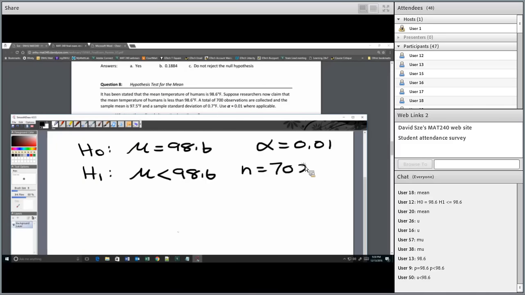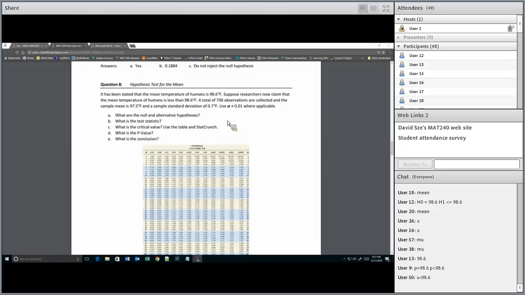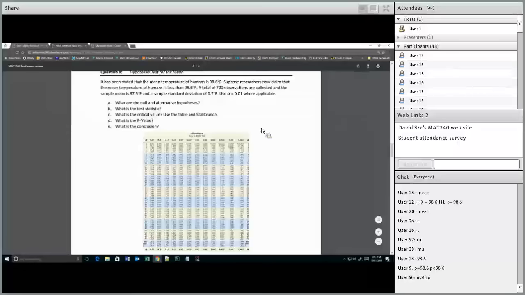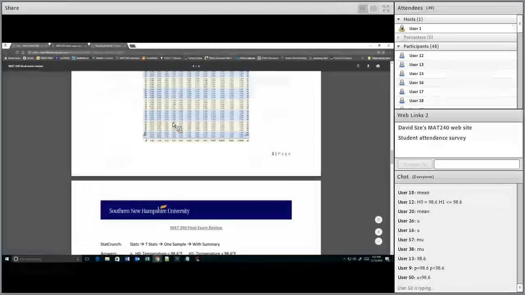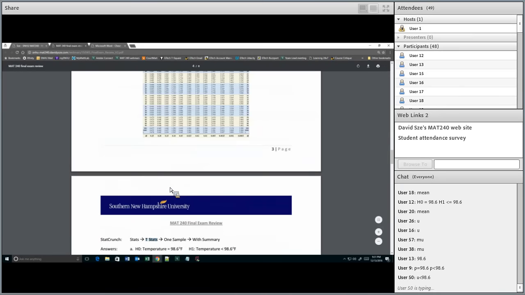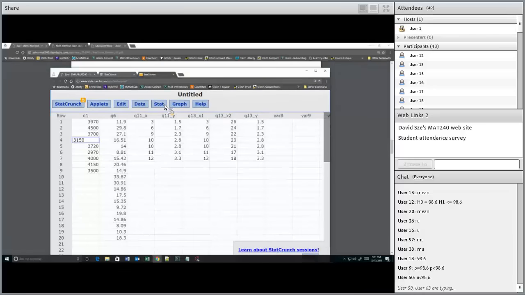So n is 700 and the sample mean, x bar, is given as 97.5. And so now you have to do this test. So let's just first do the test and then we'll answer the questions. Now, to do the test, again, as I said, the directions are given here. So recall we're again talking about the mean. Whenever you talk about the mean, you're going to access t-stats. So always remember that. So now let's go to StatCrunch.